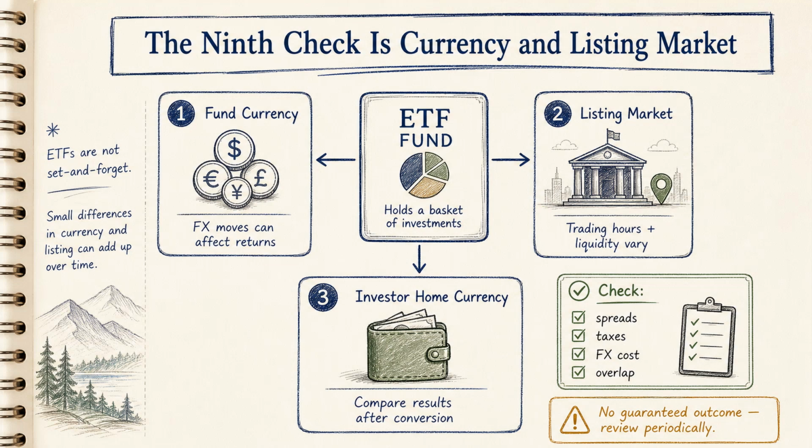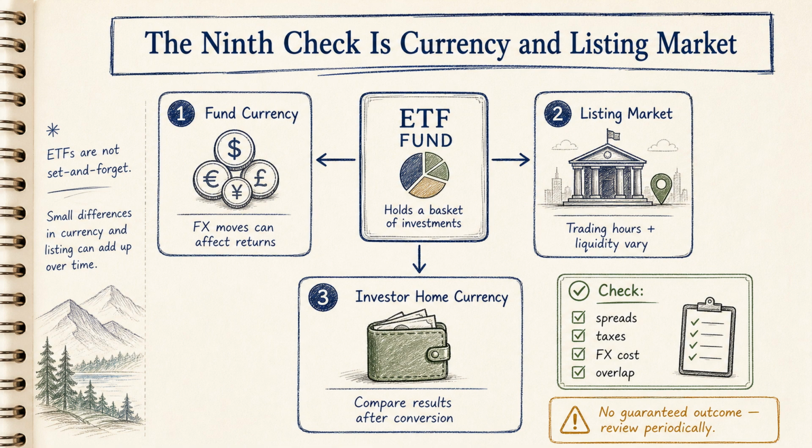The ninth check is currency and listing market. When an ETF holds overseas assets or is priced in another currency, return comes from both the underlying assets and currency movement. If future spending is mainly in the home currency, foreign currency exposure needs a reason and a limit. If future spending includes foreign currency needs, that exposure may serve a different role. The checklist should state the currency exposure clearly.